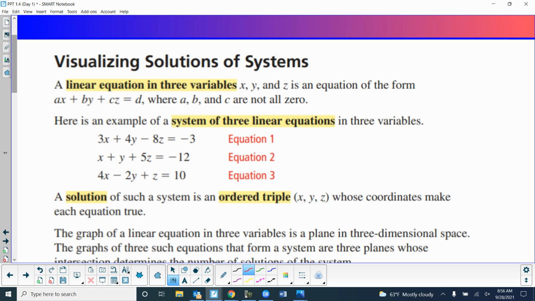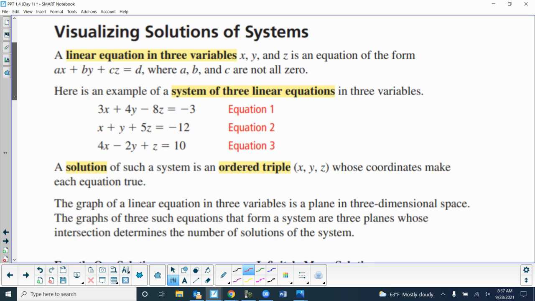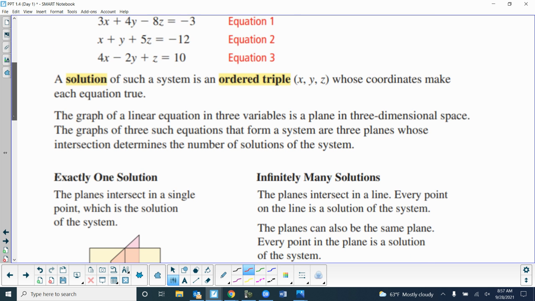But since we have these graphing calculators, they can do this for us. They can solve these. So I'm going to show you how to do that. But here's an example of a system of 3 equations with 3 variables. So we got an X, a Y, and a Z variable. A solution of such is called an ordered triple. Before we called them an ordered pair because there's only 2.